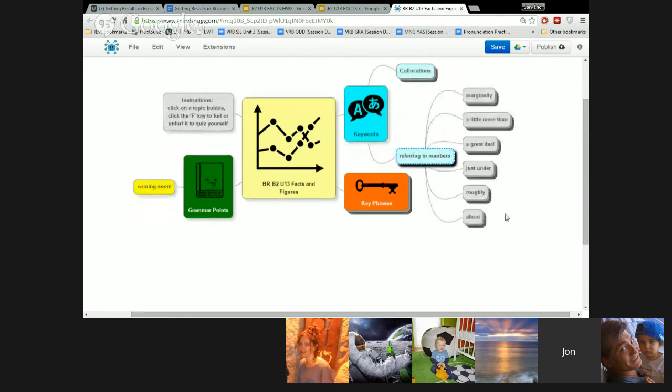Referring to numbers, just to finish up. Another way to say marginally. Think back to our key words a few classes ago. Marginally. Fractionally. Fractionally is correct. A little more than. We've seen this just a minute ago, too. Just over. A great deal. Substantially. How did you know that? Did you remember or did you cheat, Rebecca? Well, yeah.